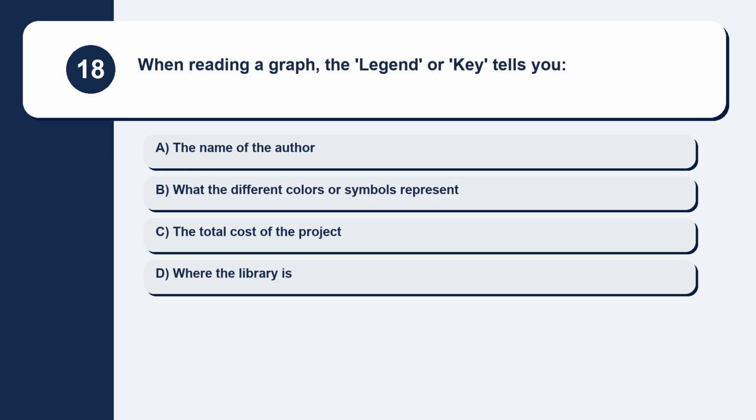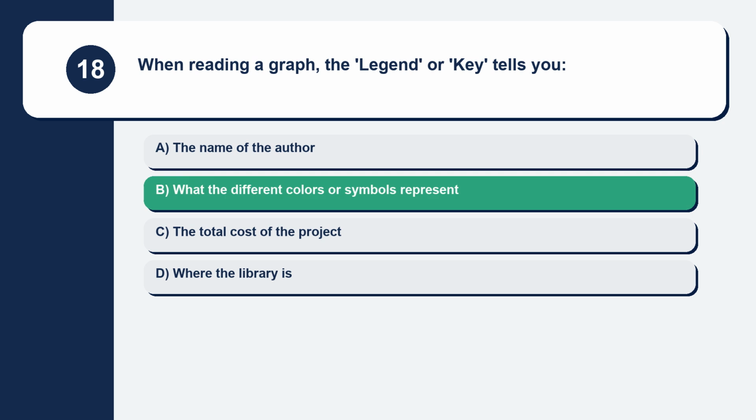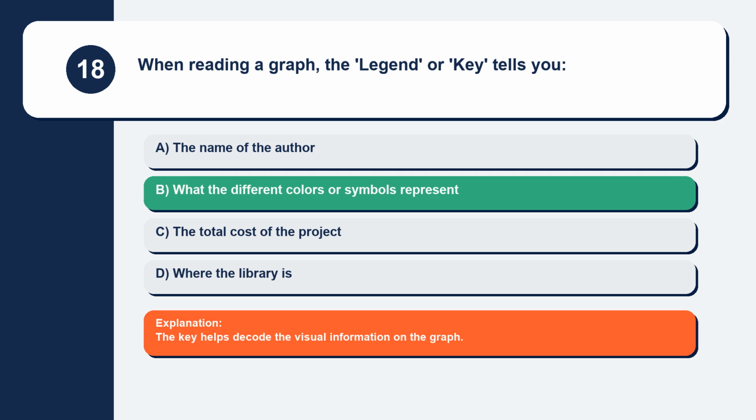Question 18. When reading a graph, the legend or key tells you the name of the author, what the different colors or symbols represent, the total cost of the project, where the library is. The key helps decode the visual information on the graph.